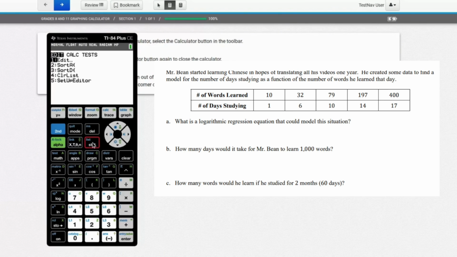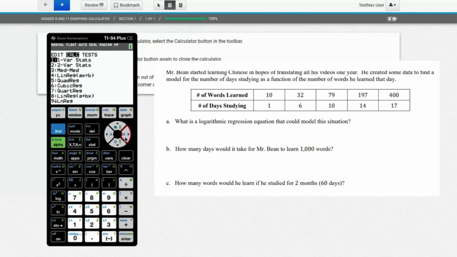Okay, so stat, edit, and then we type in our x values, which is the top row. That's 10, that's 32, 79, 197, and 400. Okay, then we go over here: 1, 6, 10, 14, 17. So you can see the logarithmic behaviors. You see the x values exploding as the y values seem to go up by not so much every time. So the logarithmic part made sense.